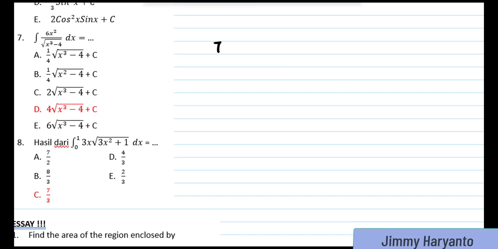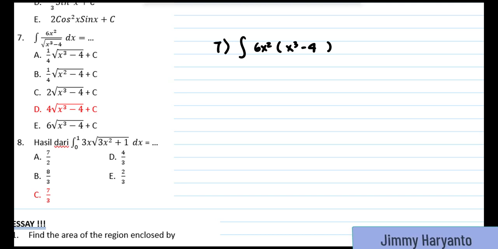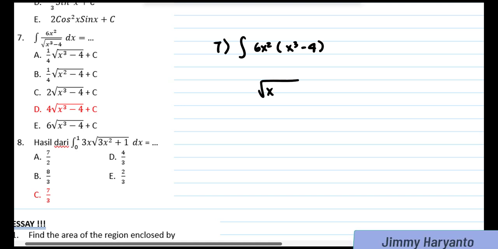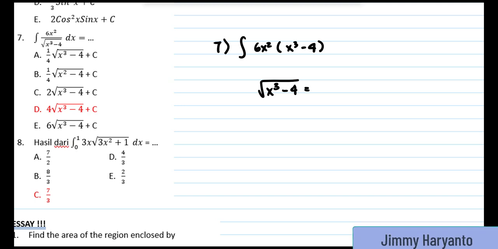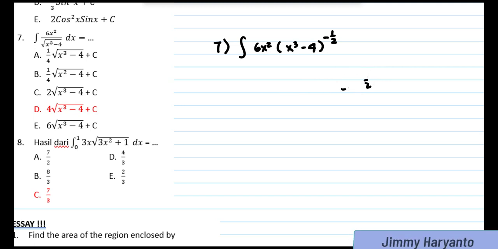Okay, next one is number 7. For number 7, I will use let also. We have the integral of 6x squared. I will bring the x cubed minus 4 upstairs. So if you have square root of x cubed minus 4, that means you can write it to the power of half, but it's still at the bottom part. When you want to move it up, you will have to give minus to the power, so we will have negative half, yeah.